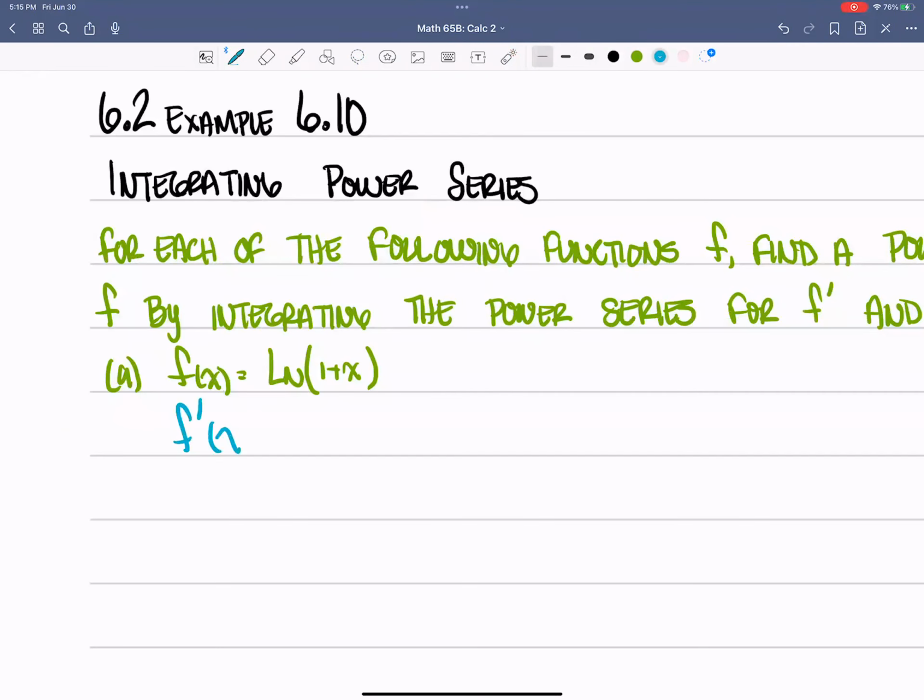So f prime of x is equal to the derivative of ln of 1 plus x, which is 1 over 1 plus x. Oh, I see it. So this ends up being 1 over 1 minus negative x. All right, so for this, we actually have something that we could work with. So f prime of x is equal to, we could turn this into a power series and say that this is the sum as n goes from 0 to infinity of our first term is 1, negative x is our ratio, and we're raising that to the power n.